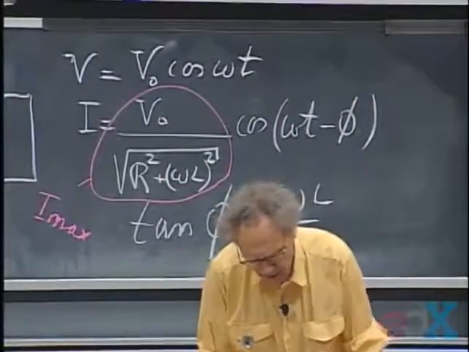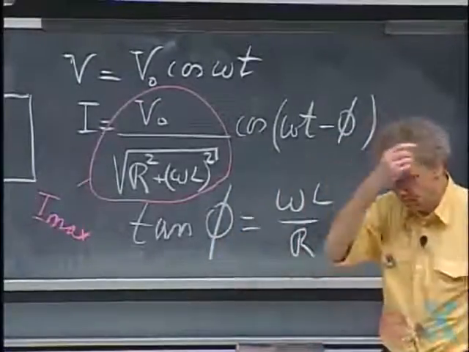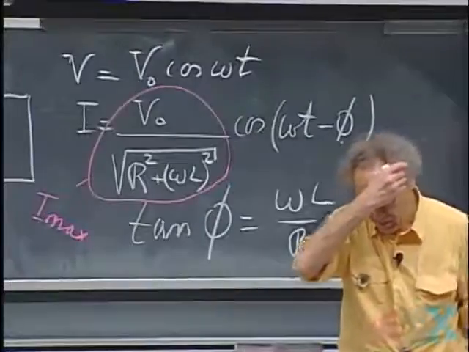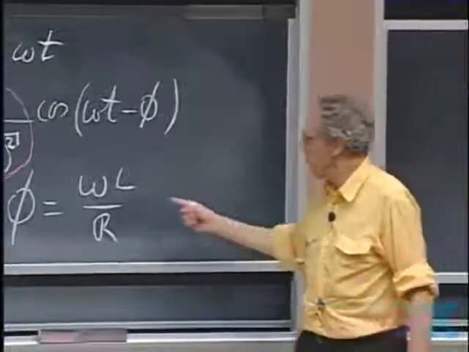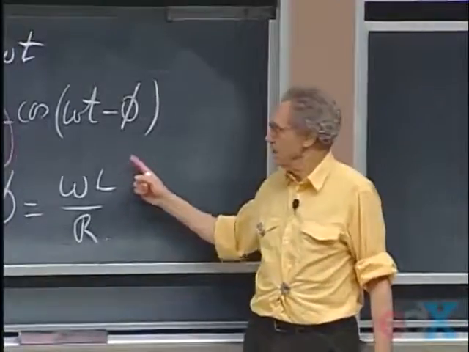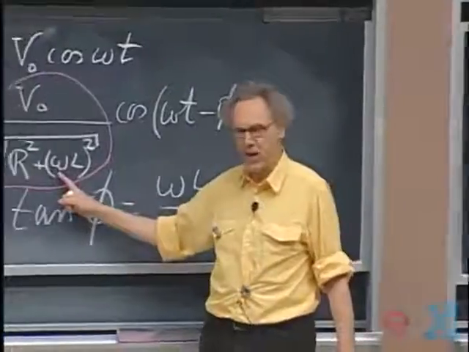Let's now look at the phase angle. The tangent of phi is omega L divided by R. If the self-inductance is very large, then the system has a strong ability to fight back, so it can delay that current by a large amount. And the same is true if omega is high.